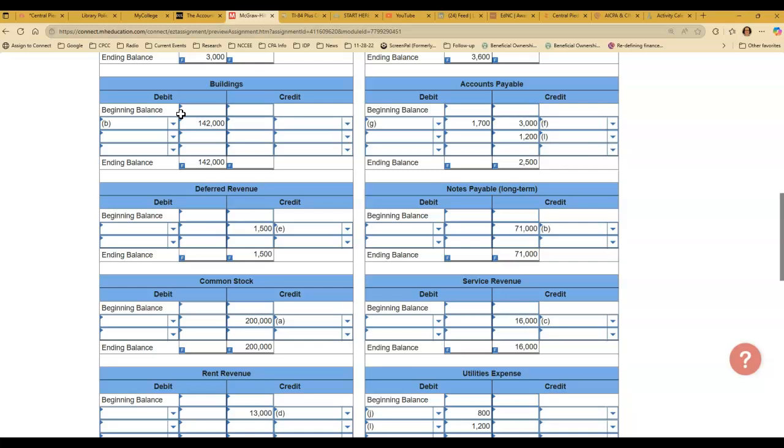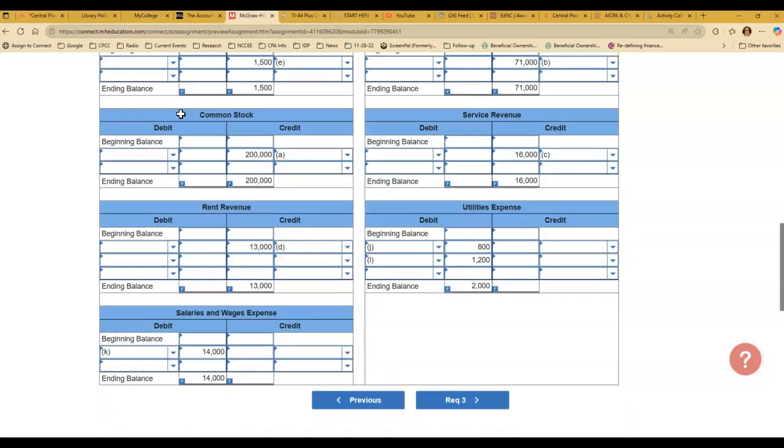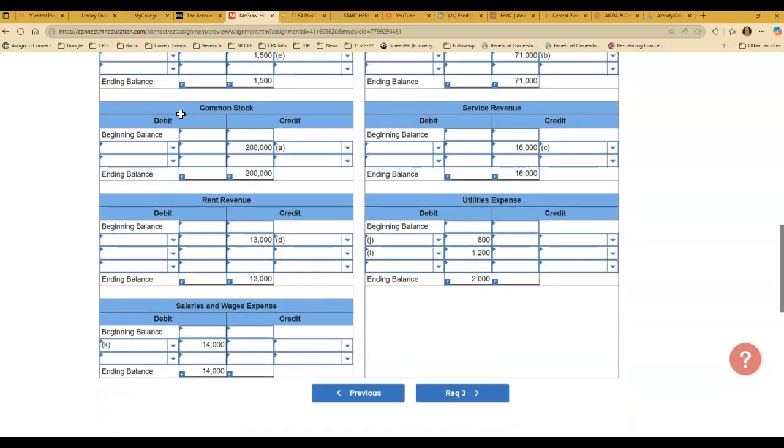We've earned $16,000 in service revenue. We've earned $13,000 in rent revenue. We've incurred utilities expense of $2,000, and we've got $14,000 in wages. Everybody showed up for work, and we got $14,000 in wages.